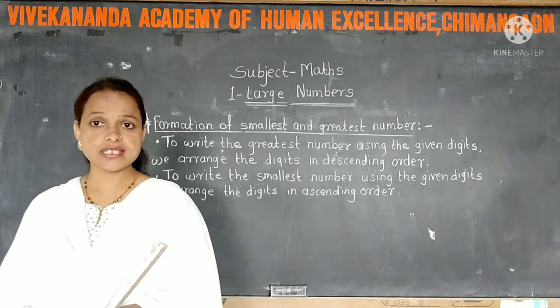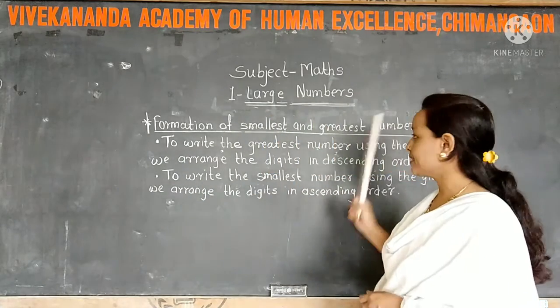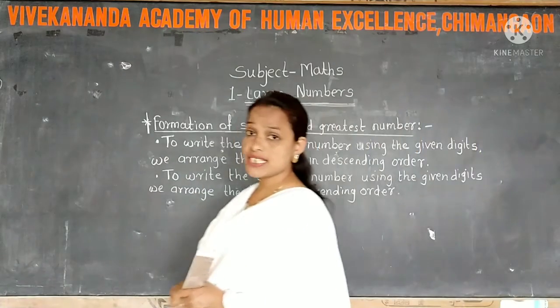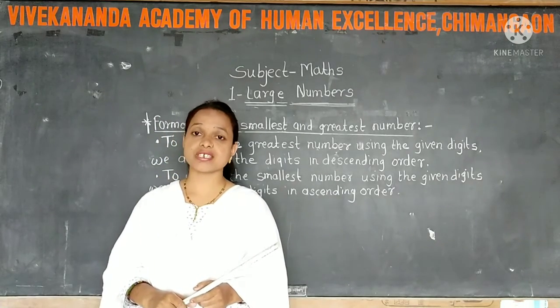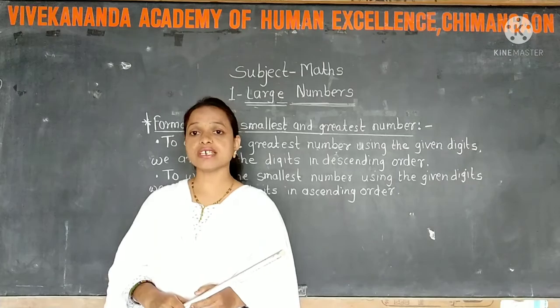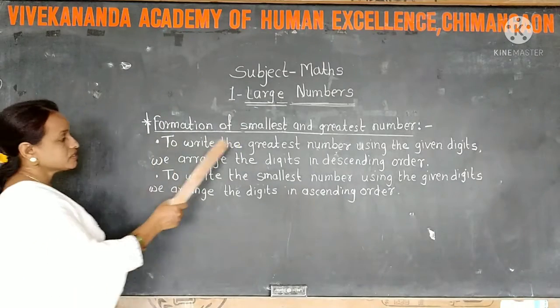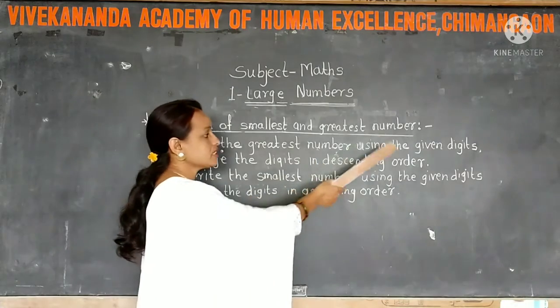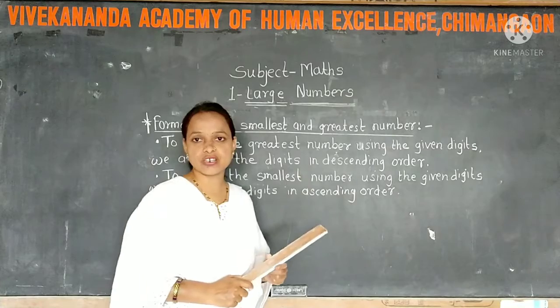Now today in this session we are going to learn about the formation of the smallest and greatest numbers. Let's see how to form the smallest and greatest number by using given digits. For that also, rules are there. To write the greatest number using the given digits, we arrange the digits in descending order.